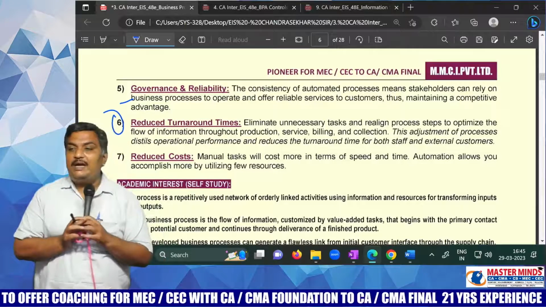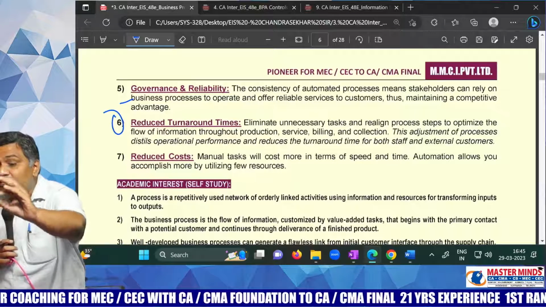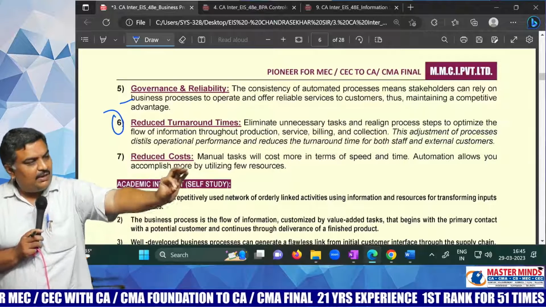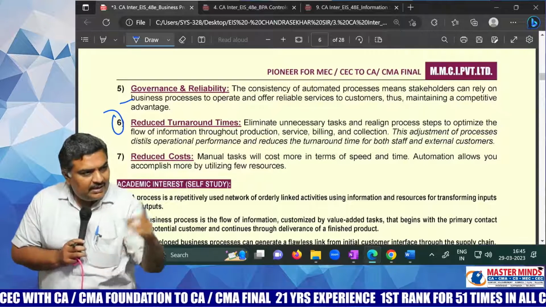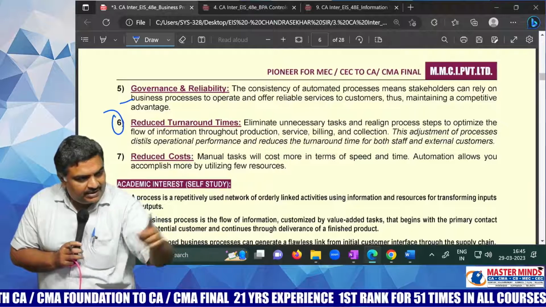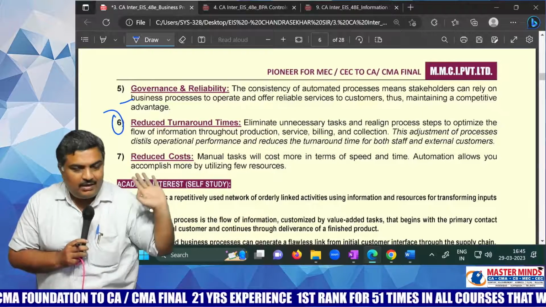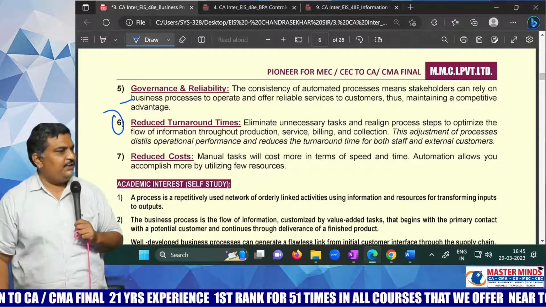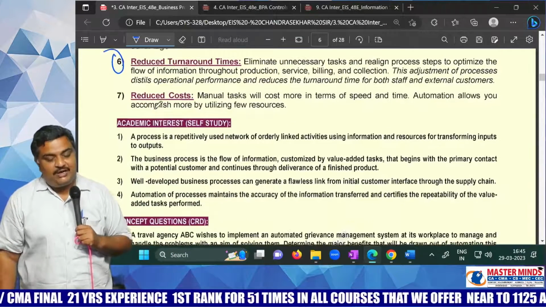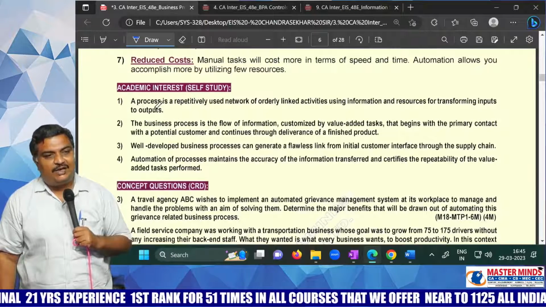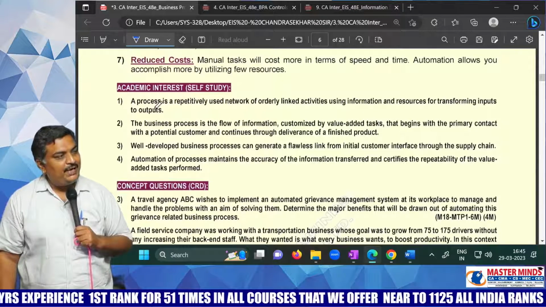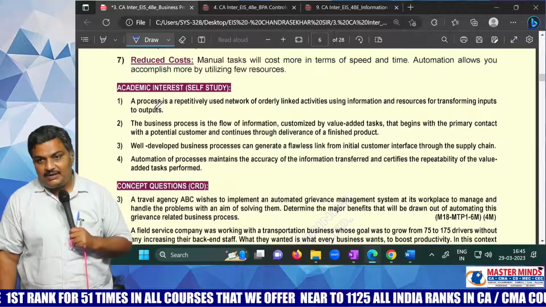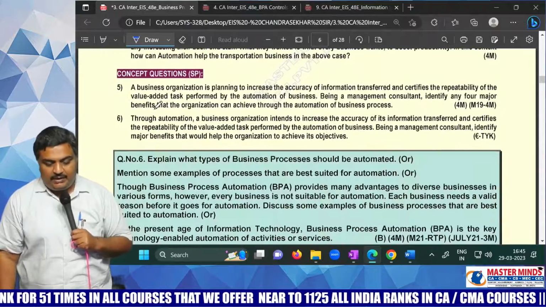What is turnaround time? The time it takes to complete a process is called turnaround time. For example, if you appoint a human teller, he will take 2 minutes to complete a transaction. The same thing is done in 40 seconds by an ATM. Reduced turnaround time. And obviously reduced cost also. Initially, to purchase an ATM, it will be some 5 lakhs or 10 lakhs. But if you appoint an employee, he will have bonus, advance, this, that, lot of things. If you compare both, it will be reduced cost.